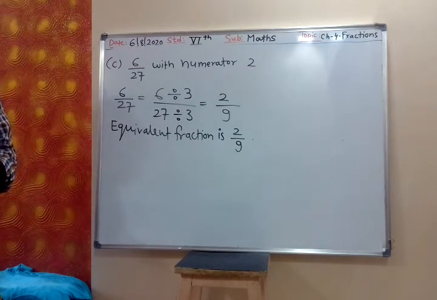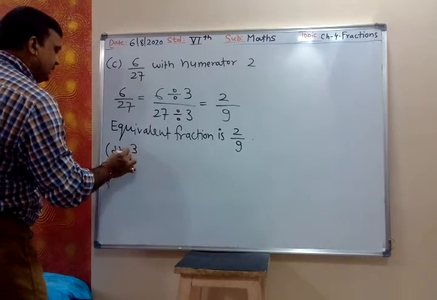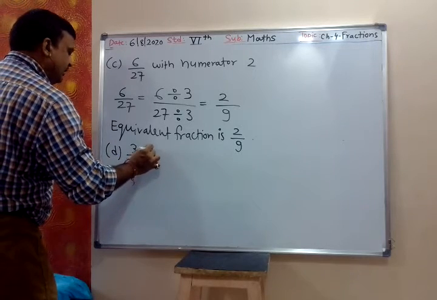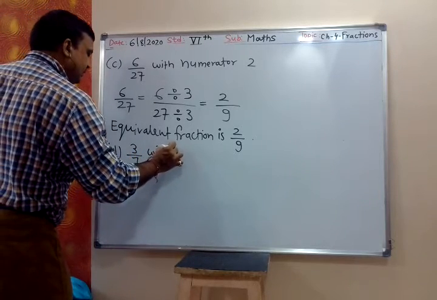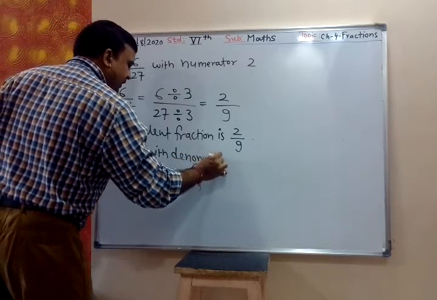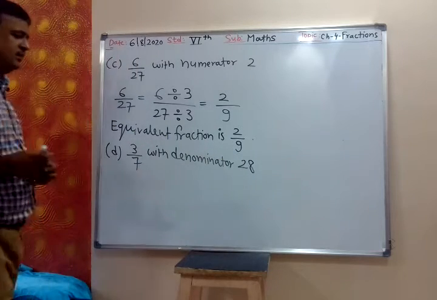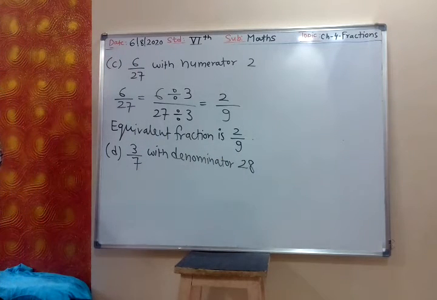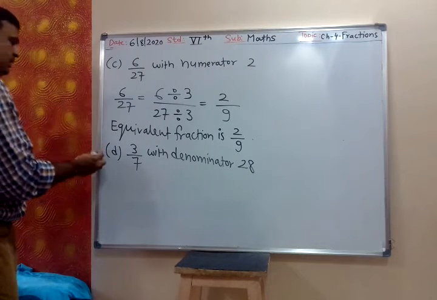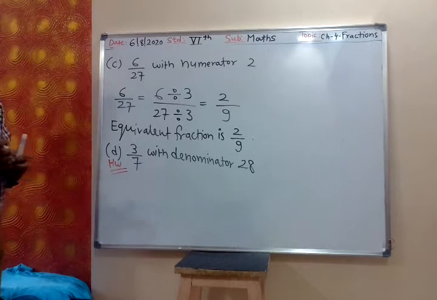Then D part, 3 upon 7 with denominator 28. Let me give this as homework. Yes, 3 upon 7 with denominator 28.